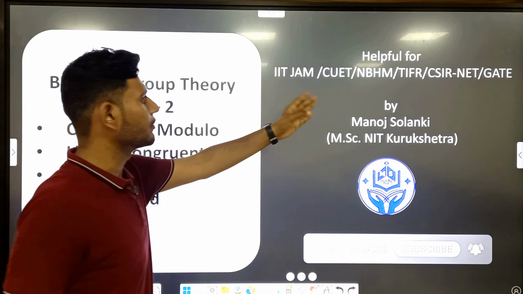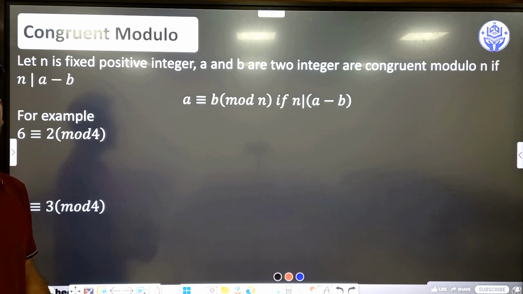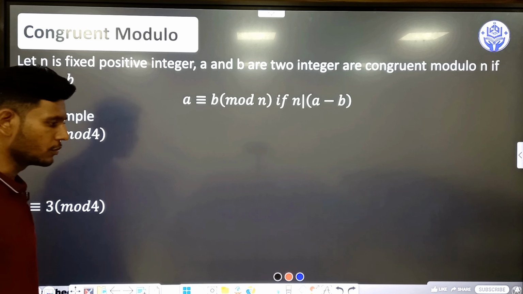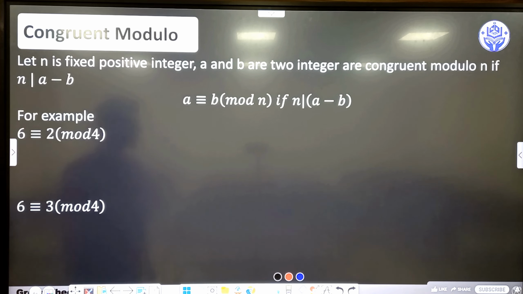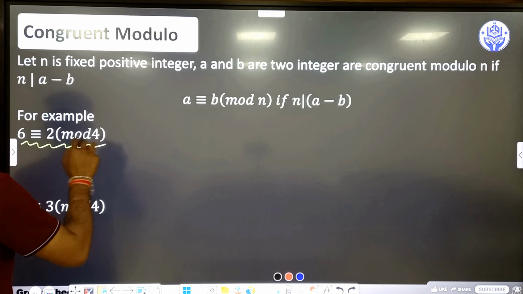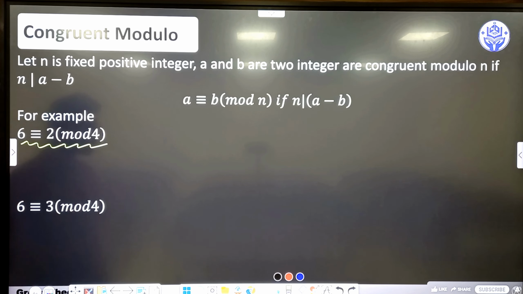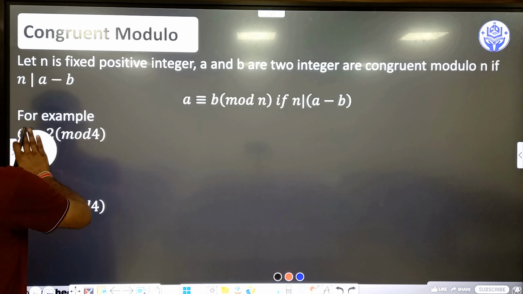So first of all, we will discuss the concept of congruent modulo and what the definition is. Before going to that, we should have an idea about what modulo is. Whenever you have an example like this, for example 6 is equivalent to 2 mod 4, this is something related to modulus.